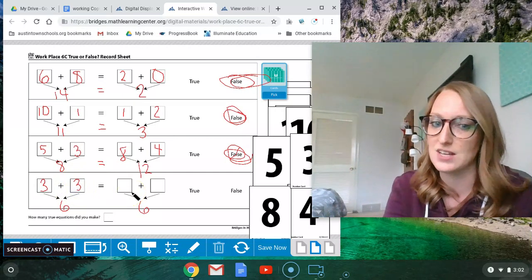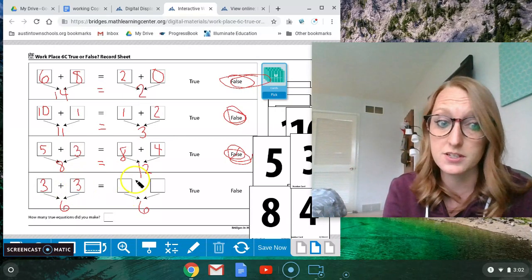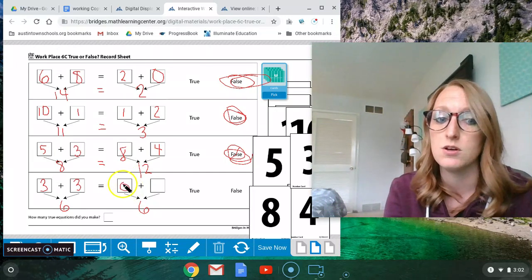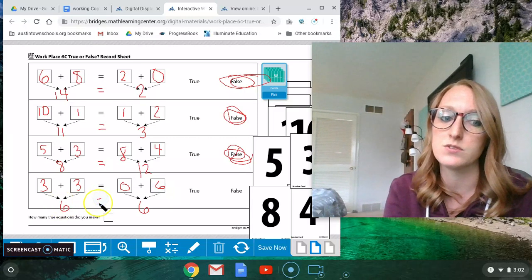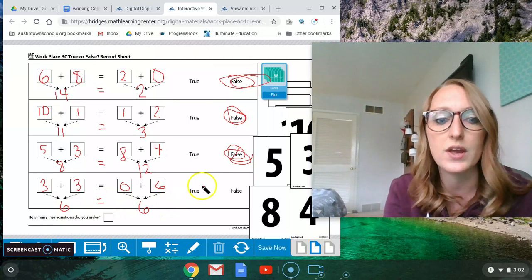What's another thing that equals 6? Well, how about we just do a 0 plus, right? 0 plus 6 equals 6. So now there's 6 on this side and equals in the middle and 6 on the side. Is 6 the same as 6? Well, it is, so we get a true.